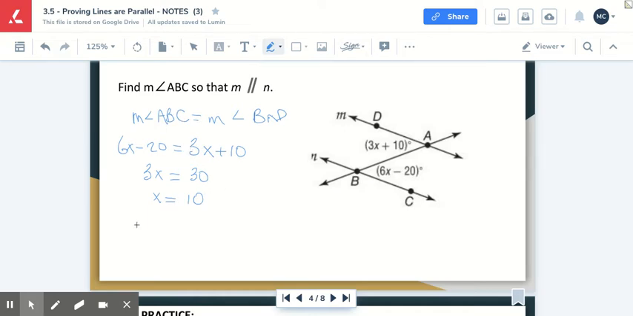The question, though, was to find the measure of angle ABC. So far, we've only found the value of x. So I'm going to go back and find ABC for my diagram here. That is 6 times x minus 20. And my x was 10. So 6 times 10 is 60, minus 20 is 40. So the measure of angle ABC is 40 degrees.